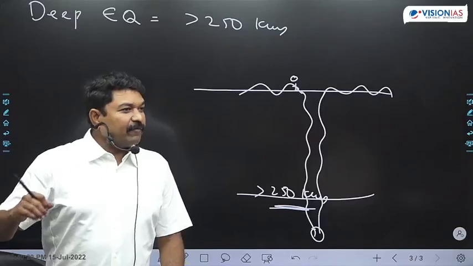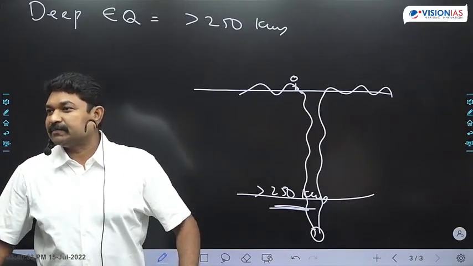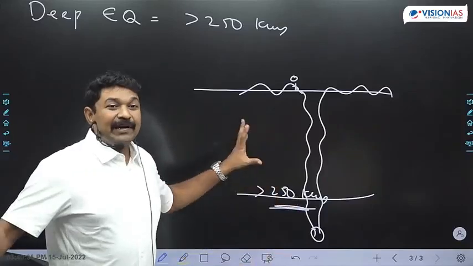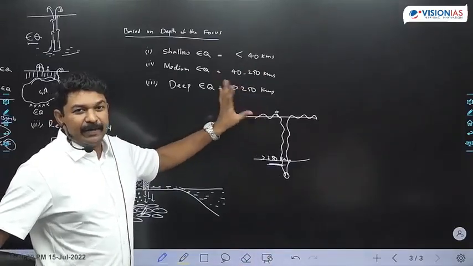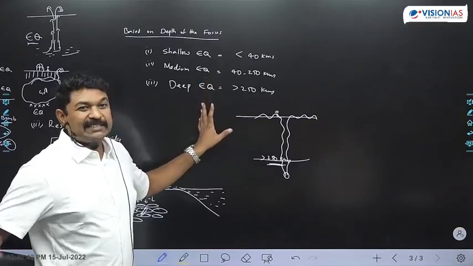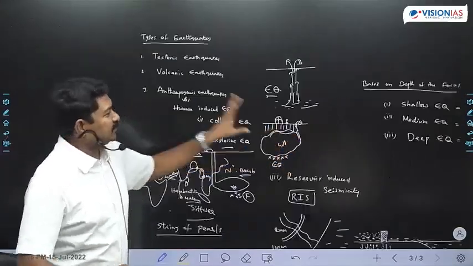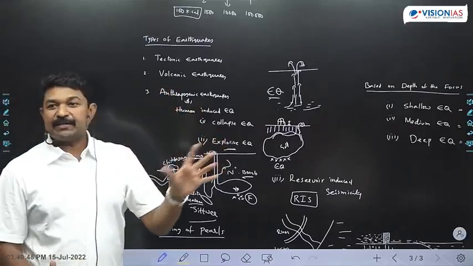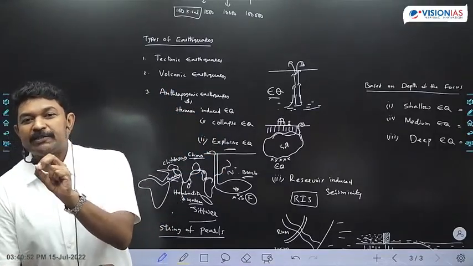Which earthquakes are very important, where heavy destruction can happen? It is the shallow earthquakes. Right? Shallow earthquakes are very deadly dangerous. This is about the shallow, deep, and the intermediate or medium earthquakes. This is based on focus. This is about the classification of the earthquake. If there is a question on classification of the earthquake, you need to mention both.